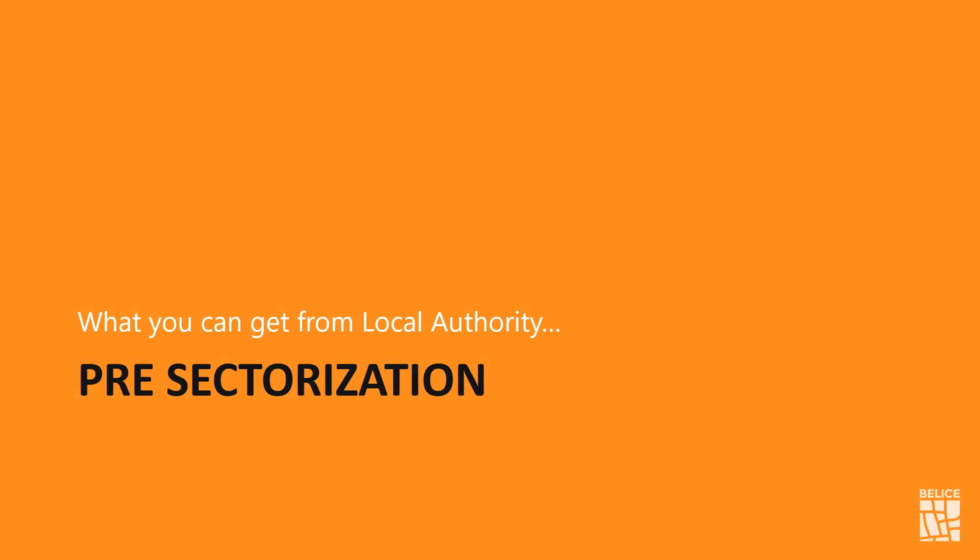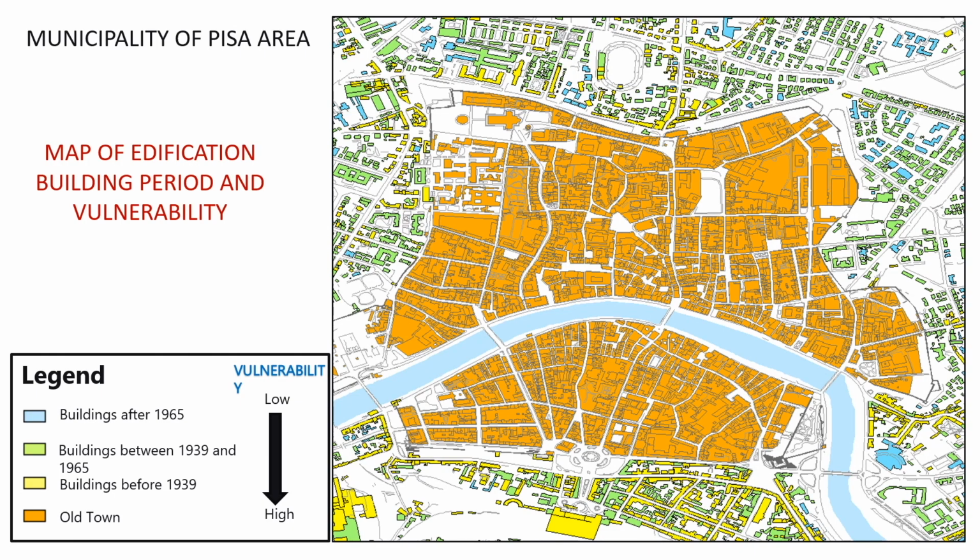An important help on the pre-sectorization can be provided by the local authorities. Local authorities are in general the owner of most of the rich information available in a certain area, meaning they have the age of building, they have the management of the civil registry, and in general they have the best knowledge of the territory. In this example, we can see the city of Pisa map reporting the age of building.